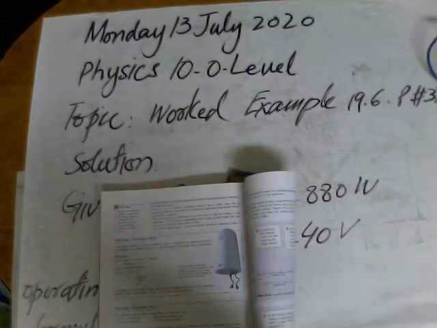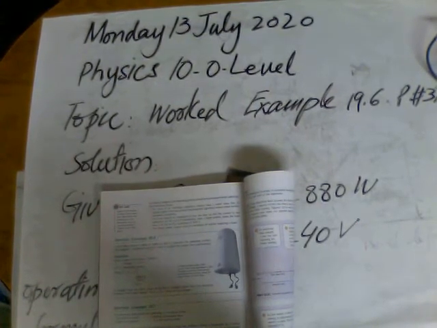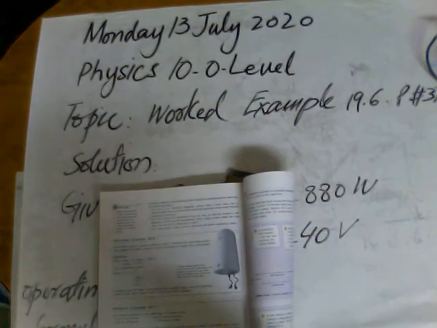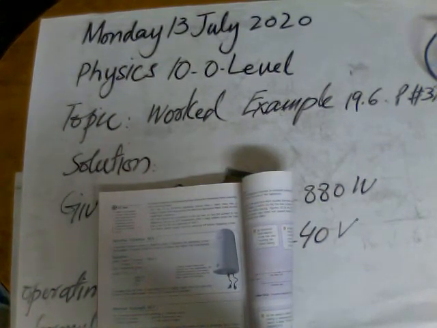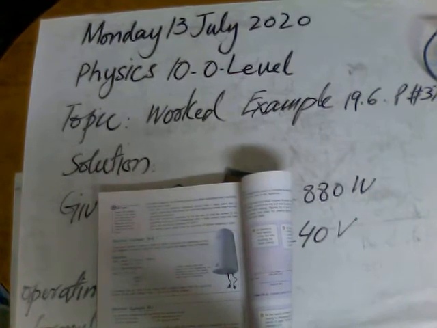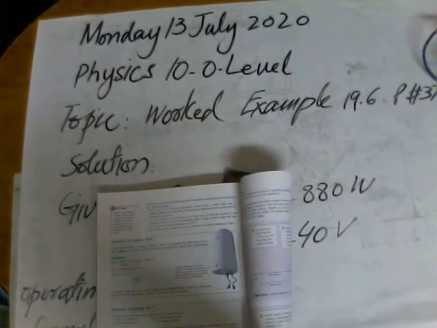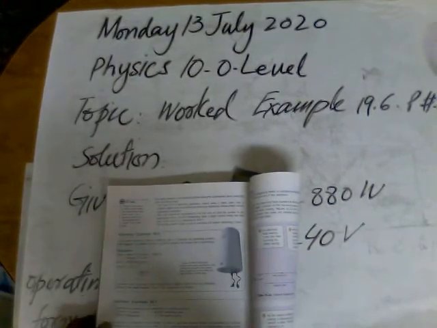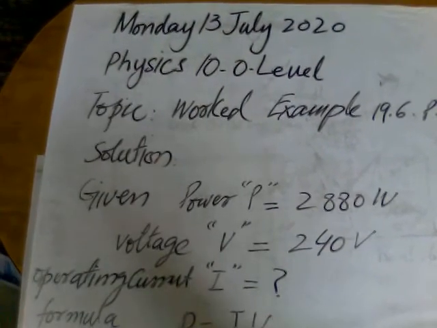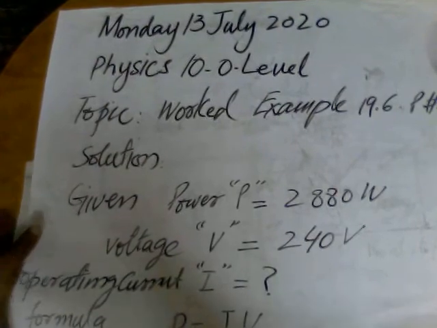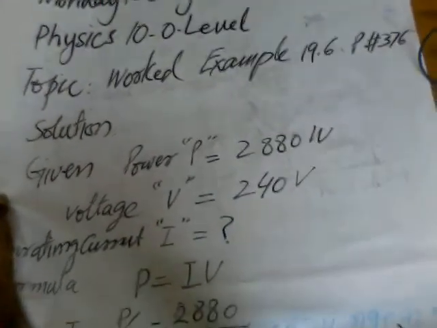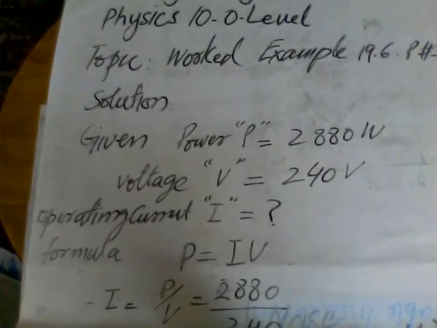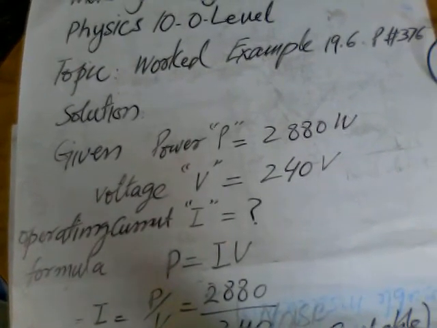You are welcome in the class Physics 10 level, and you already know that we have started Unit 19, Practical Electricity. And the topic for today is Work Example 19.6 on the page 376.